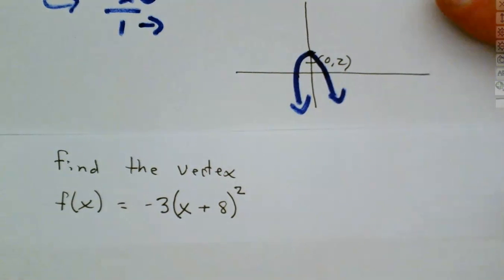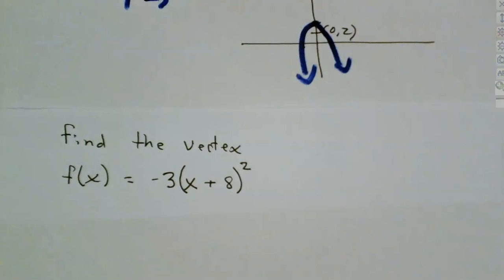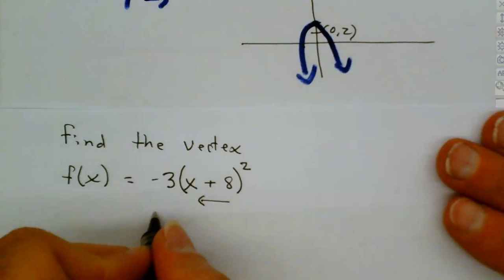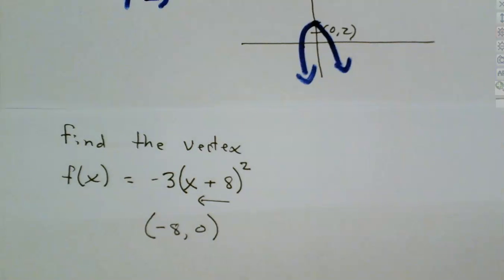What would my vertex be of this one? We're not going to graph it. We've done enough of the graphing for right now. If I wanted to find the vertex, right, you would have to go back 8. So it would be at negative 8, comma what? 0. And that is your vertex.